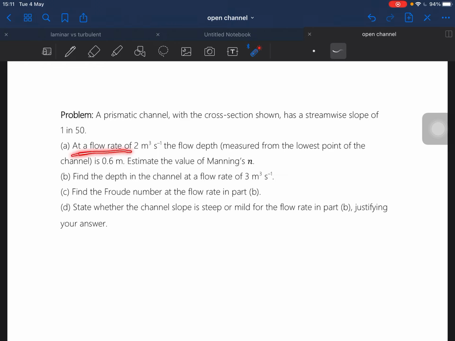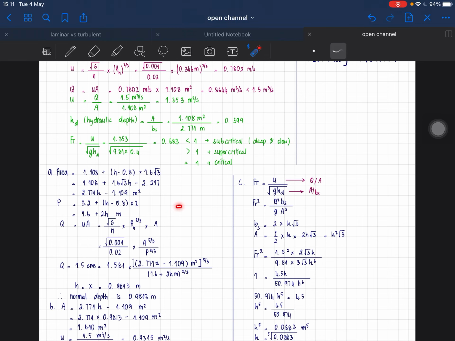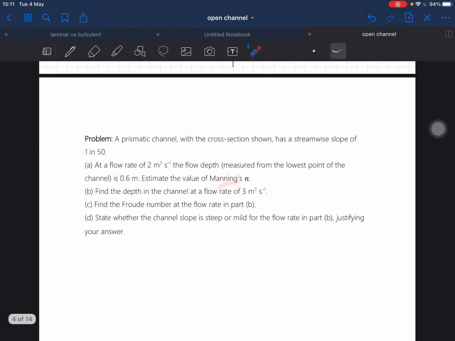Okay, the flow rate here is 2, and the flow depth here is measured from the lowest point of the channel. So the lowest point of the channel is like here, right? Estimate the value of Manning's n. Why do we find the n here? Okay, so we keep finding different things here. Usually we find the q or the u, but this time we found the h, and now we're finding the n.